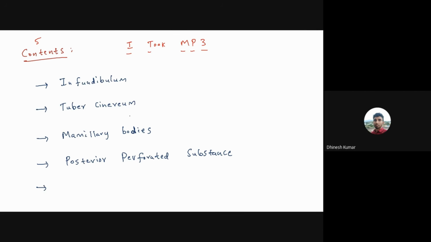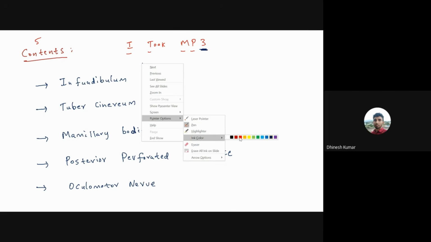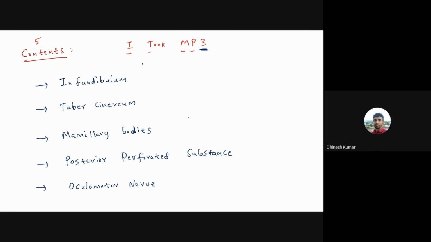Then coming to the one more content of the interpeduncular fossa, what is 3? 3 is representing the third cranial nerve. Which is the third cranial nerve? Yes, oculomotor nerve. So these are the 5 contents of the interpeduncular fossa: infundibulum, tuber cinereum, mammillary bodies, posterior perforated substance, and the third cranial nerve, that is oculomotor nerve.